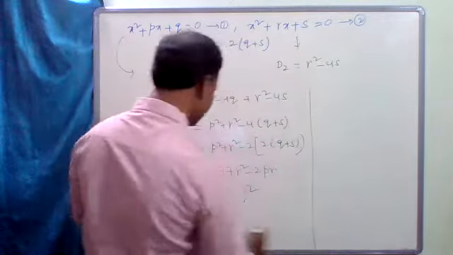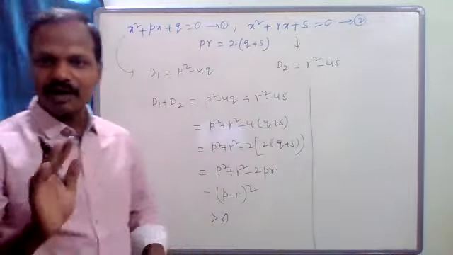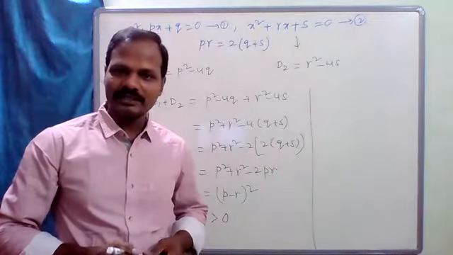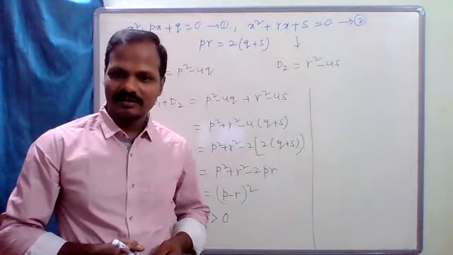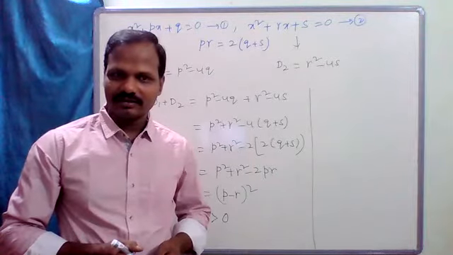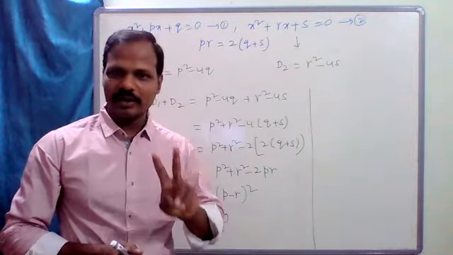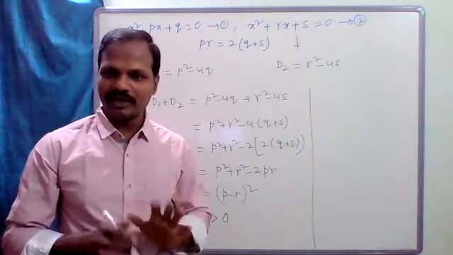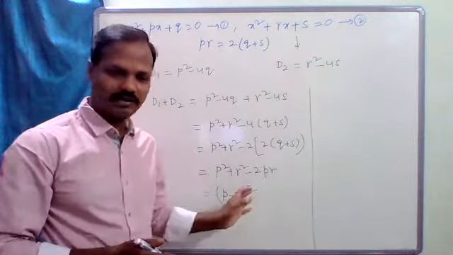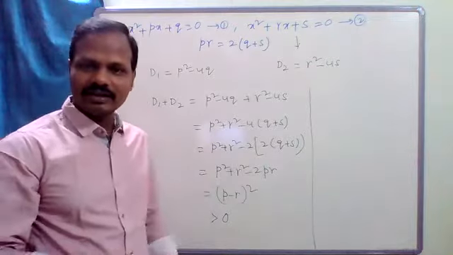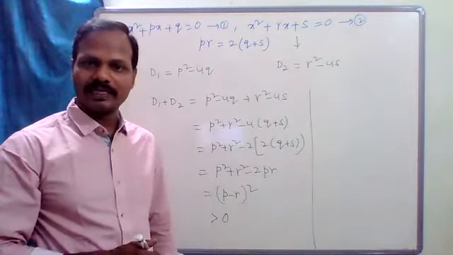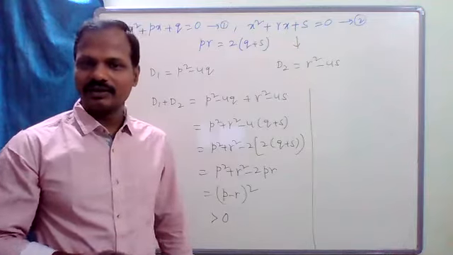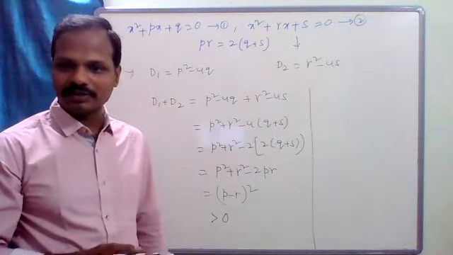d1 plus d2 greater than 0 means that if the sum of two numbers is positive, at least one of them is positive. No need for both to be positive. I gave an example now. Suppose d1 equals 7, d2 equals minus 4. Then d1 plus d2 is 3, which is positive.